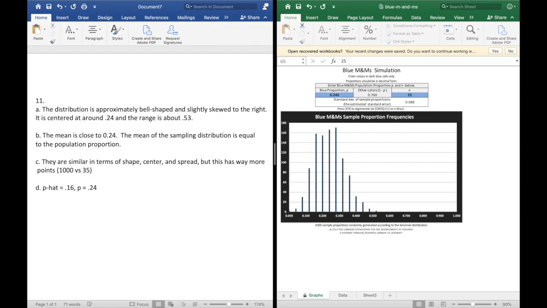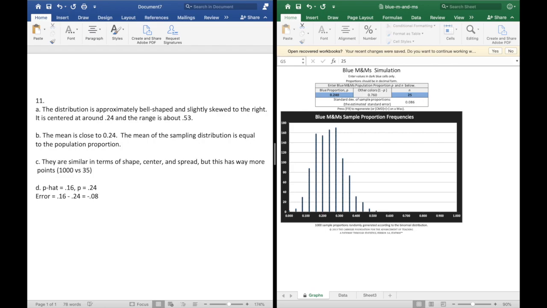Okay, so this means that there is an error. The error is equal to 0.16 minus 0.24. Right? We want to know how far away we were from the real answer. So if we put 0.16 minus 0.24 in our calculator, we actually get that it's negative 0.08.